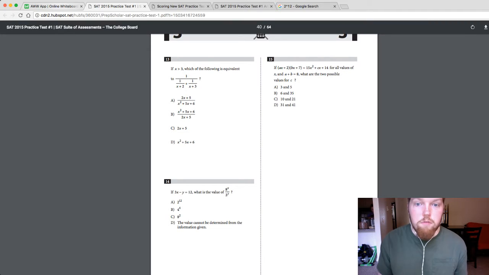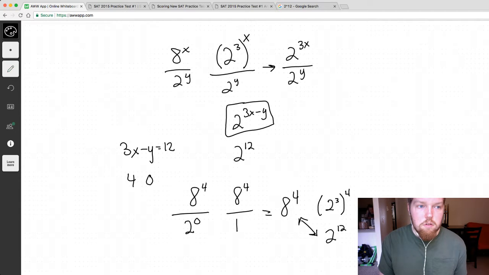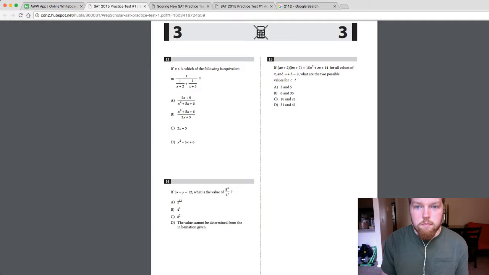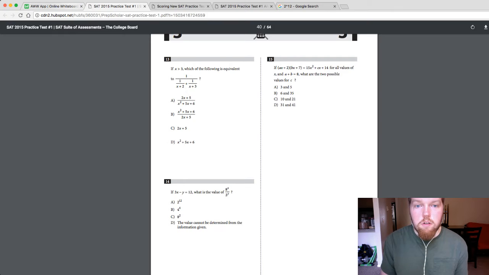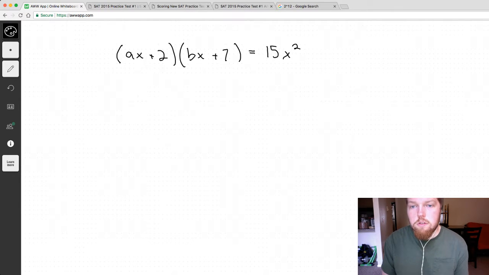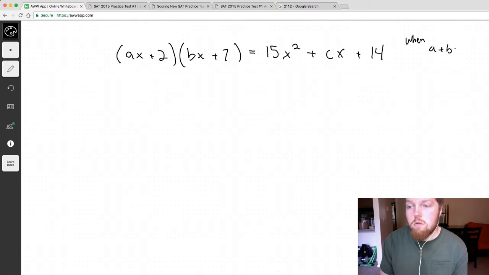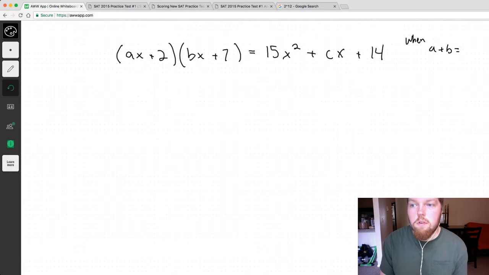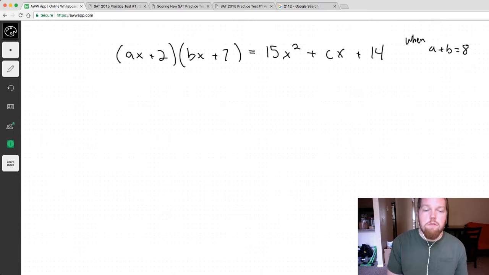All right, so let's write down our information. Let's get this cleared. Ax plus 2 times bx plus 7 equals 15x squared plus cx plus 14. And they tell us that a plus b equals 14, right? Was it 15? That was 8, sorry. It is 8. So we need to do the FOIL method here in order to figure out some possible combinations.